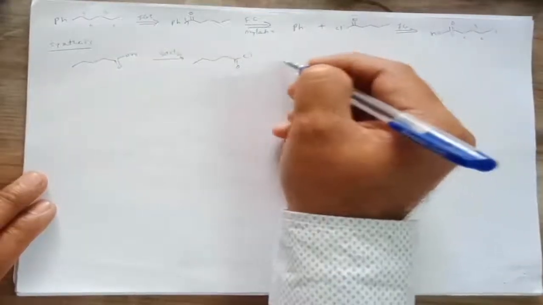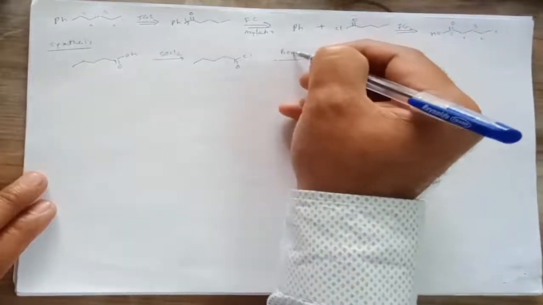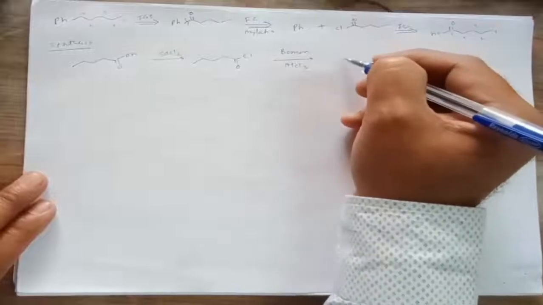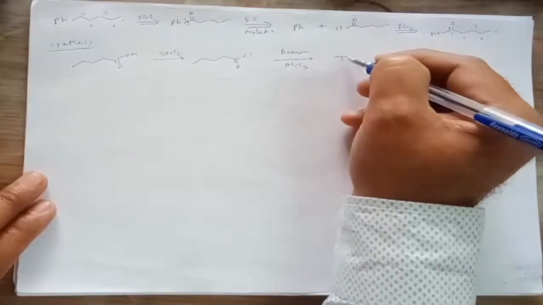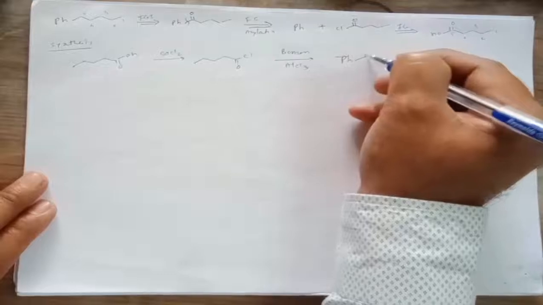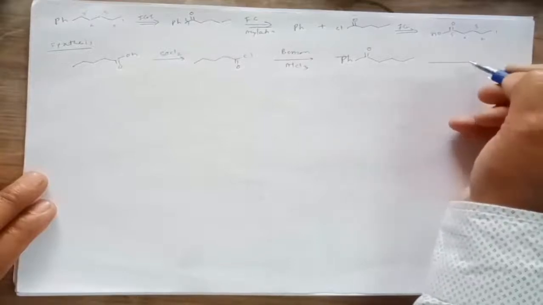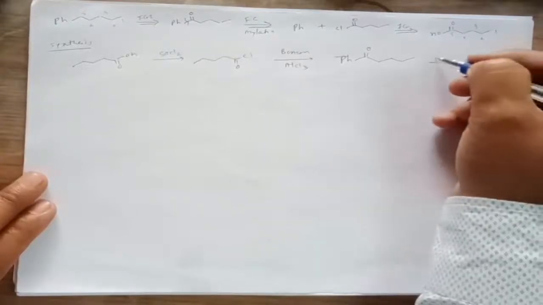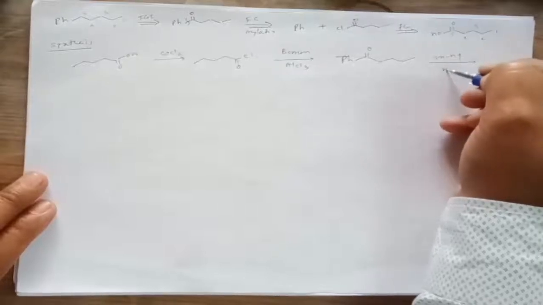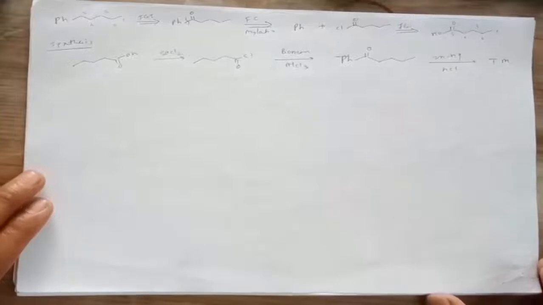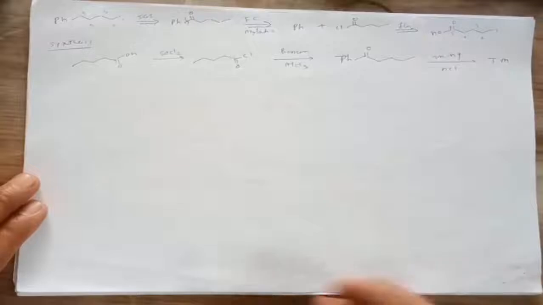And now we can treat this molecule in the presence of benzene and AlCl3. So what does it give? It gives the formation of Ph, C double bond O, then CH3, CH2, CH2, CH2, CH3, right? And if we go for reduction of this carbonyl group by using zinc amalgam in HCl, ZnHg in HCl, that is Clemmensen reduction, it gives formation of the target molecule. So this is one of the methods for the preparation of this type of target molecule.